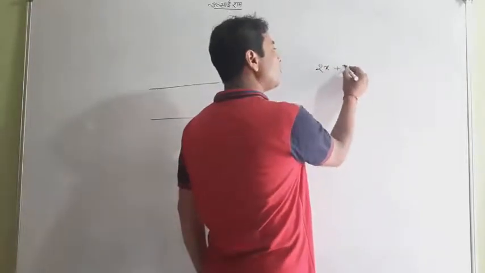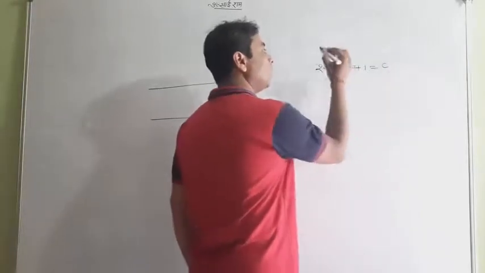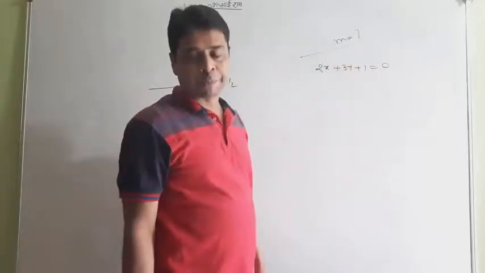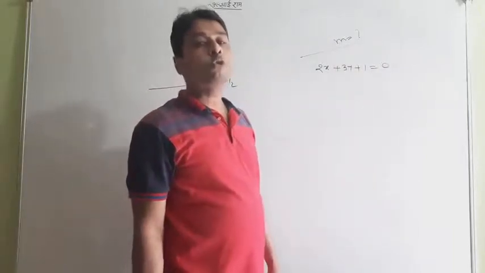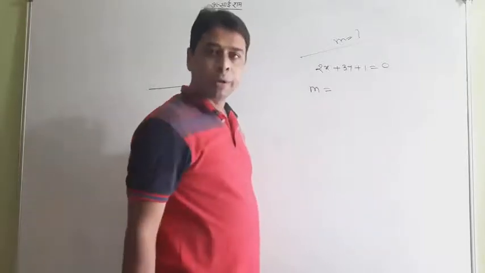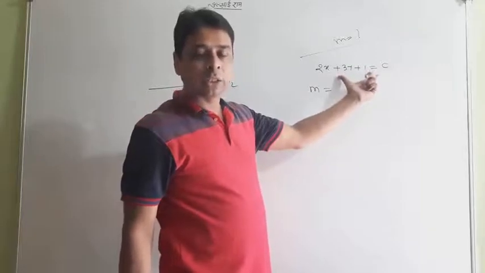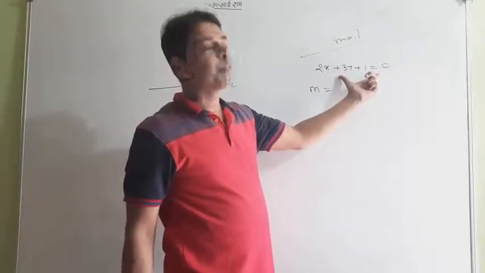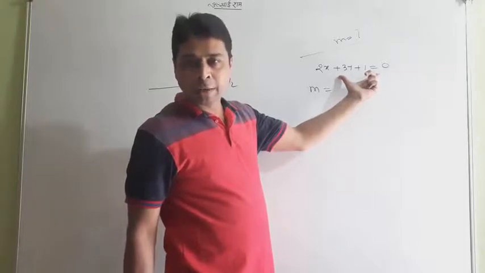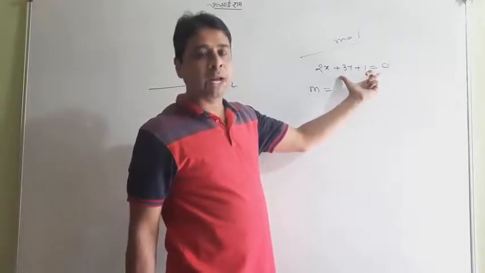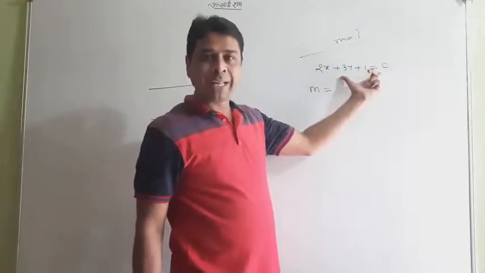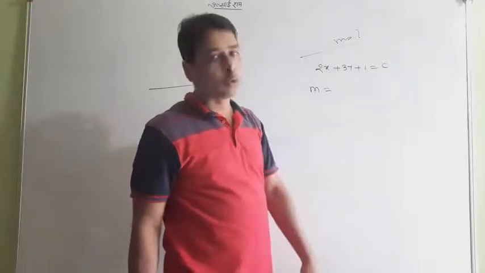Suppose 2x plus 3y plus 1 is the equation of a line, and I ask you what its slope is. Student, what to do? We have a simple format to find the slope. Either you can change this general equation of line into slope intercept form, y equals mx plus c, and compare with m, or you can adopt the shortcut method which I am going to tell you.